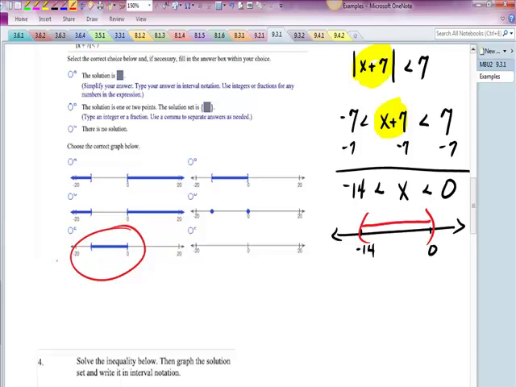To write that solution as an interval, the interval is from negative 14 to 0, parentheses on both, (-14, 0). You can see that I get the number line before I write the interval, the way I do it, but then I just transfer the answers in the correct order.